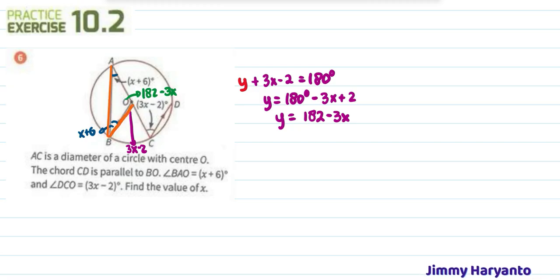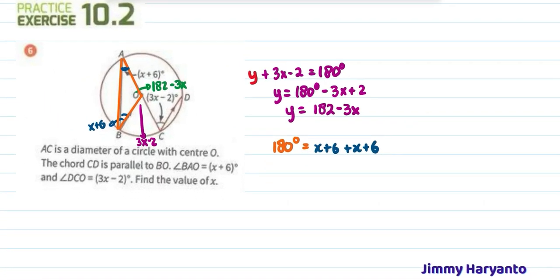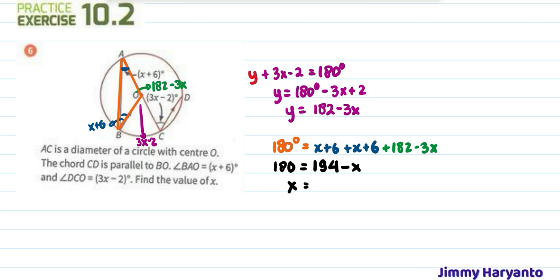Okay, next is to use the triangle. The sum of angle in a triangle is 180 degree. That means 180 degree equals to the blue x plus 6, the top part also x plus 6, plus the green one. The green is 182 minus 3x. Okay, let's calculate this. I will add the 6 and 182. I will have 194 plus, oh sorry, my bad, minus x. And then you move x to the left hand side, move the 180 to the right hand side, you will have 14. X equals to 14.